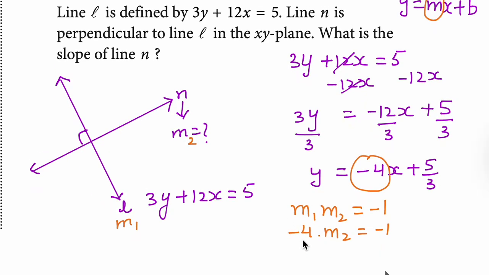Now we need m2, so dividing by -4 on both sides, -4 here and -4 here, it is cancelled. m2, that means the slope of line N, the negative sign cancelled, which is 1/4. So the slope of line N, m2, is equal to 1/4. We have solved our question. So if you want to just keep the concept simple and do it the proper way you have learned, that means you have done it and it's correct.